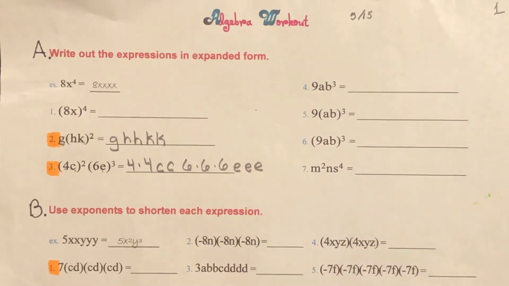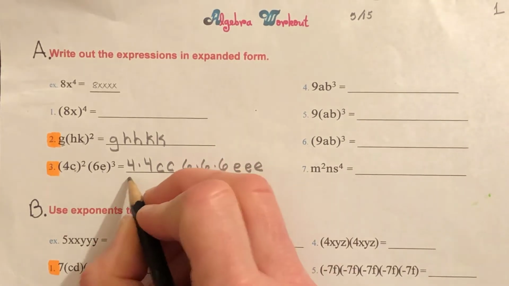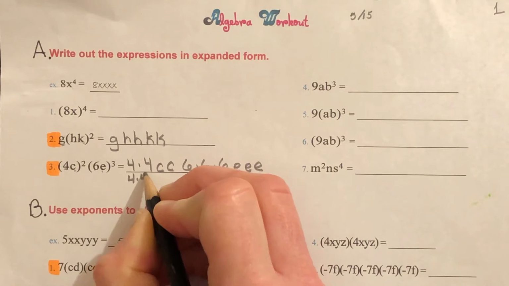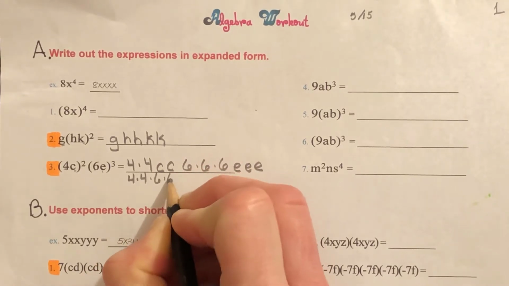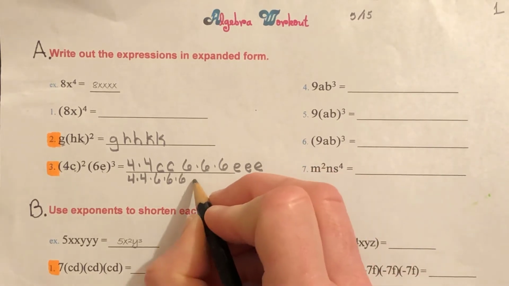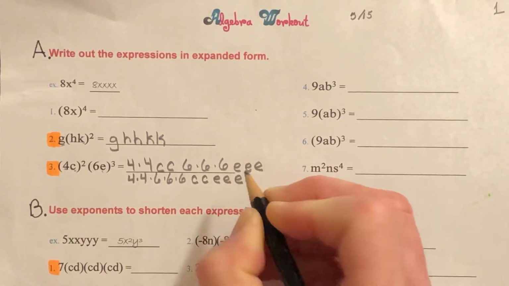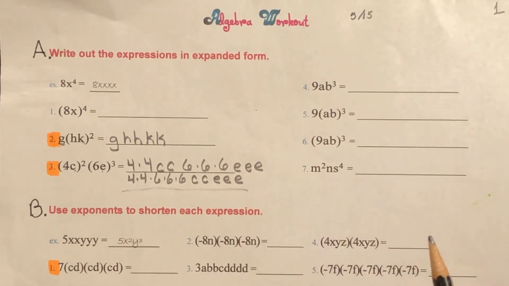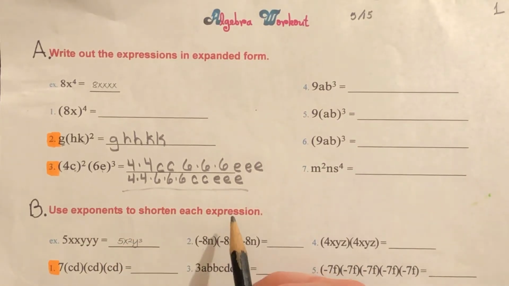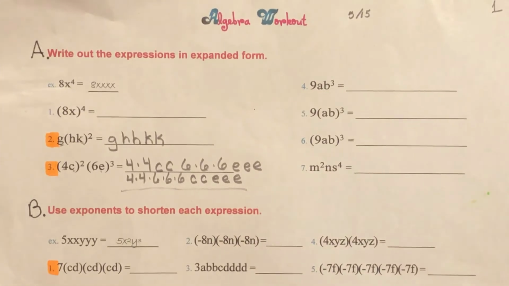I'm going to organize that. That's an expanded form, but I want to organize it. So 4 times 6 times 6 times 6. We'll do the variables in alphabetical order. c times e times e times e. There, now it's organized. I'd prefer to have these organized. They'll be right if they're not, but it's really better to have them organized.